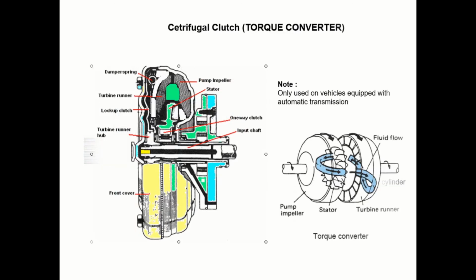And next, the centrifugal clutch or torque converter. Centrifugal clutches are found on automatic vehicles. Gear shift is done manually, but the driver does not need to operate the clutch. Not only that, it is also used on vehicles equipped with automatic transmission.